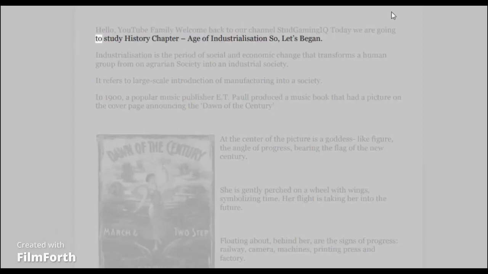Today we are going to study history chapter Age of Industrialization. So let's begin. Industrialization is the period of social and economic change that transforms a human group from an agrarian society into an industrial society. It refers to large-scale introduction of manufacturing into a society.